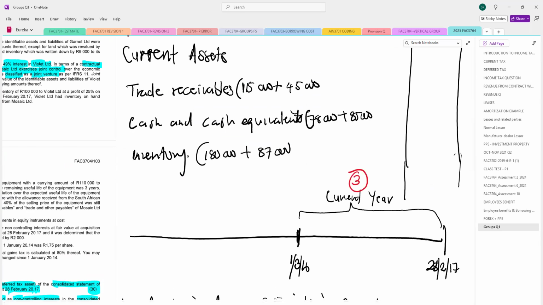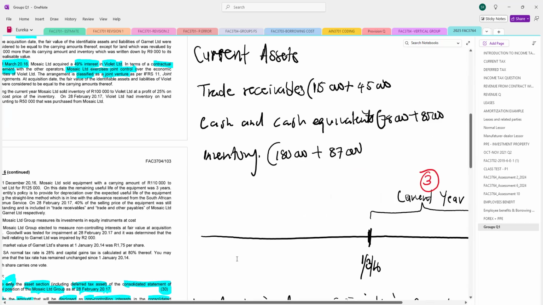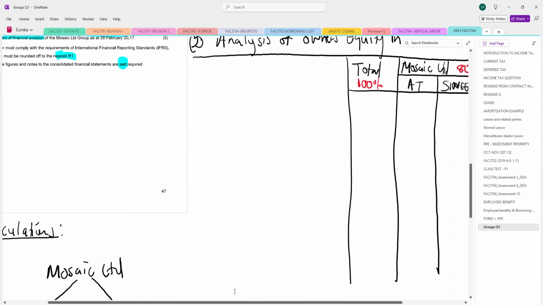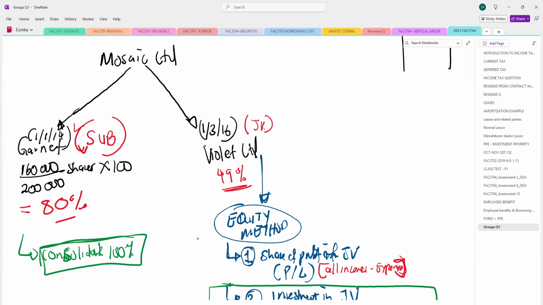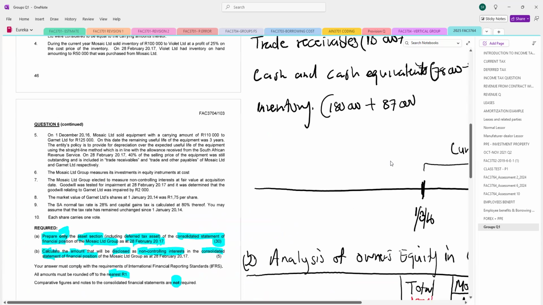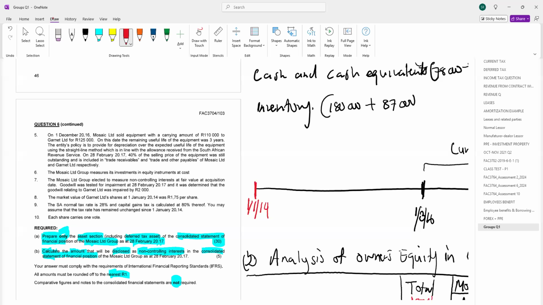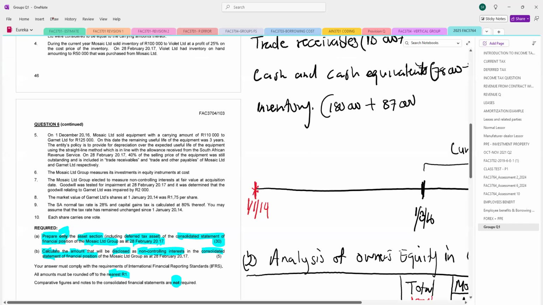Then I'm going to have the at acquisition date, which is the date that Mosaic Limited actually obtained control on Garnet. So if I come back to my group structure, which I've already laid everything there, there's my date. It was actually acquired on 1 January 2014. So I'll just put 2014 somewhere here. On this day, exactly on this day, is my at acquisition date.